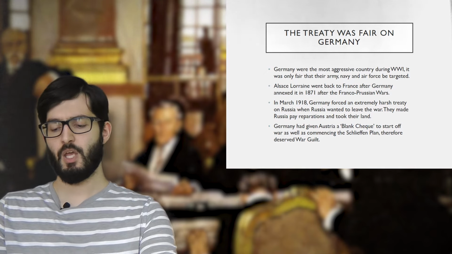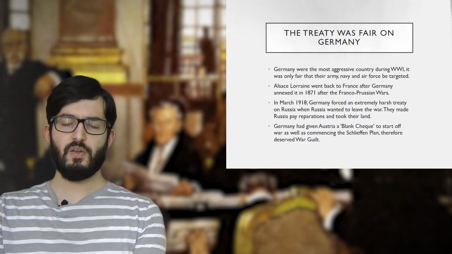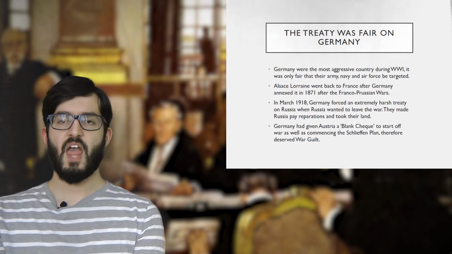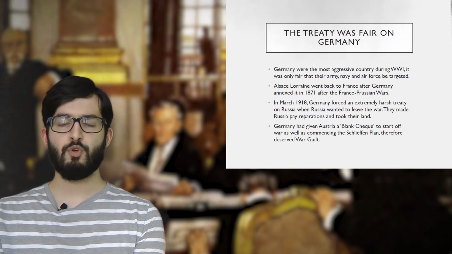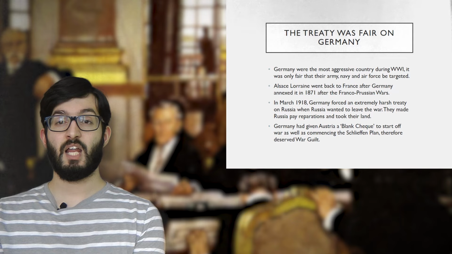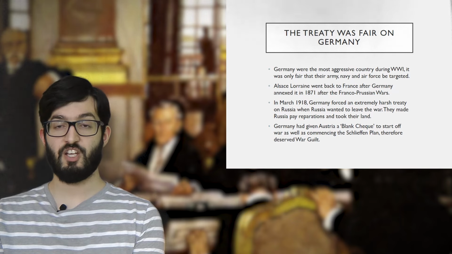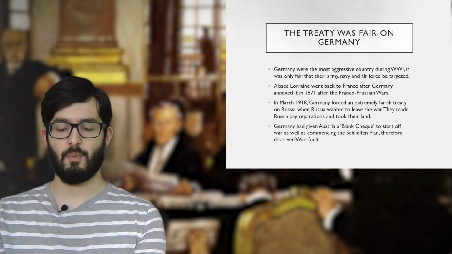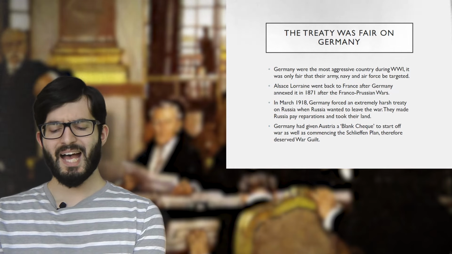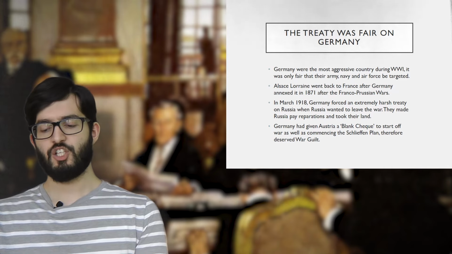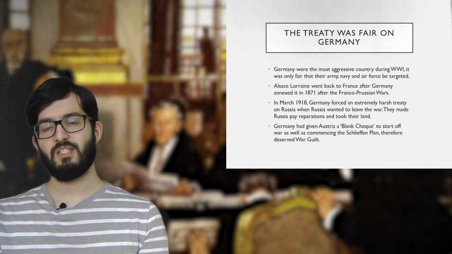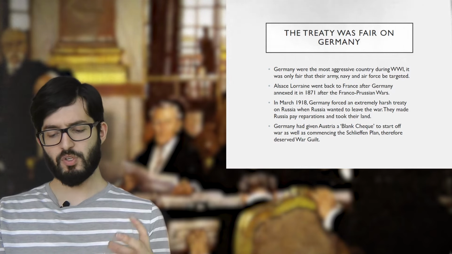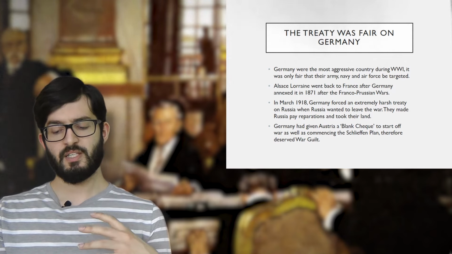As a starting point, there is the argument that Germany was the most aggressive country during the First World War. They were the ones who had made most offensive moves. They're the ones who got into countries and introduced poison gas and destroyed villages, and seem to have behaved the most brutally in terms of the conduct of the war. And so, as a result, it's only fair that Germany's army, navy, and air force be targeted due to their conduct in the war.